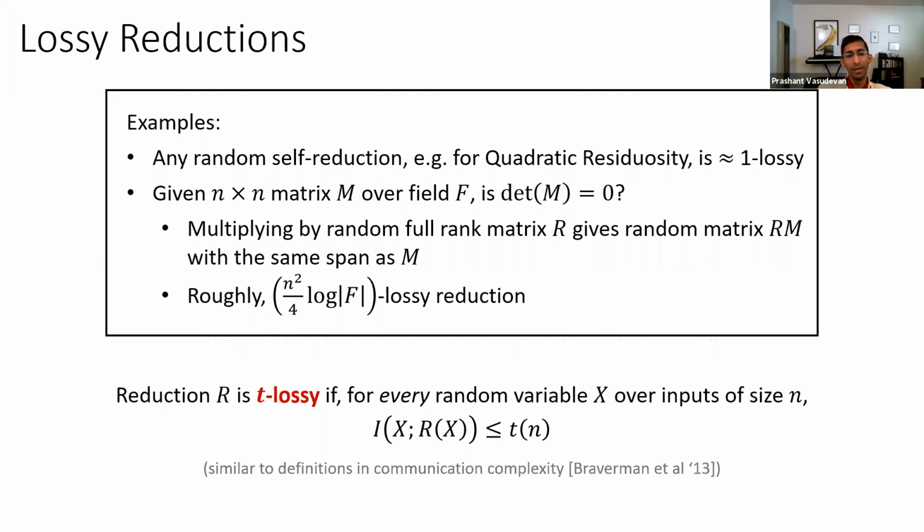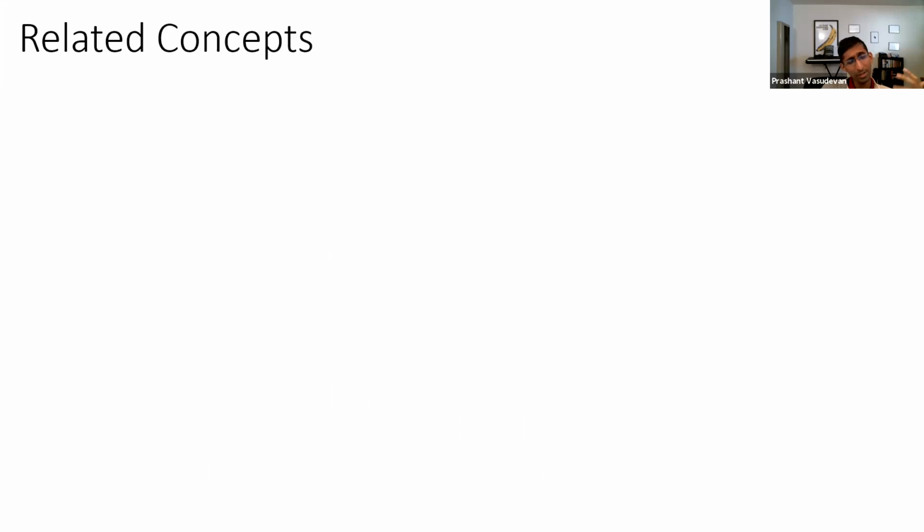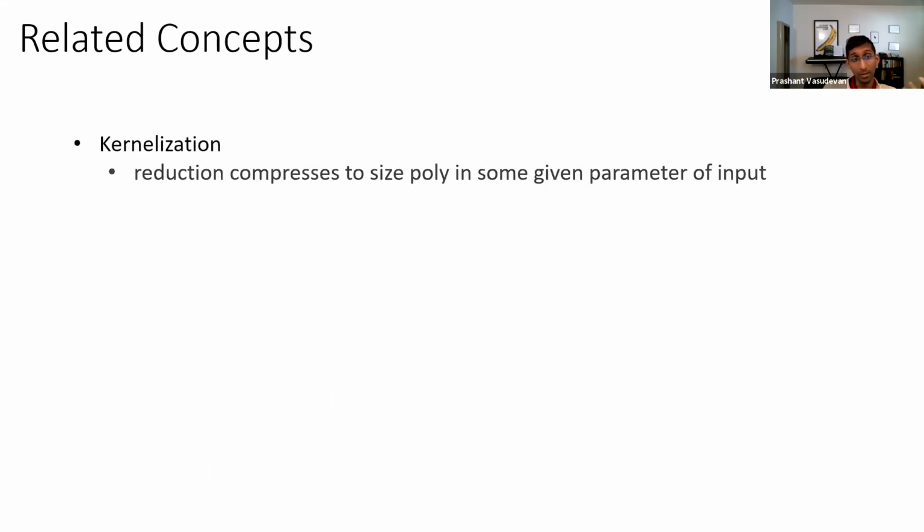So I hope this is at least sufficiently clear, and let's move on. This is a lossy reduction. The reduction reveals at most 3 bits of information about the inputs, whatever the prior distribution is. It's related to and generalizes a number of different concepts from across computer science, like kernelization, which is a concept from parameterized complexity, where you compress problems according to some parameter, like the vertex cover example I said earlier.